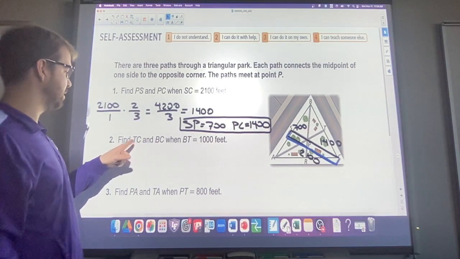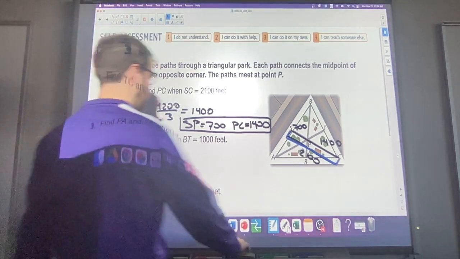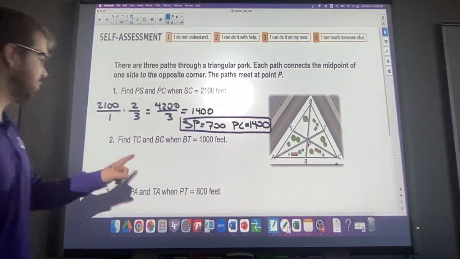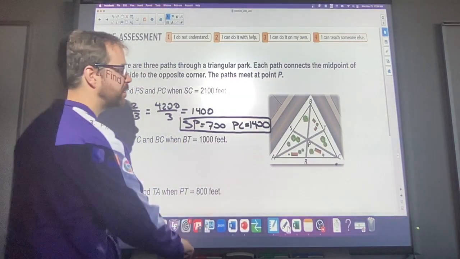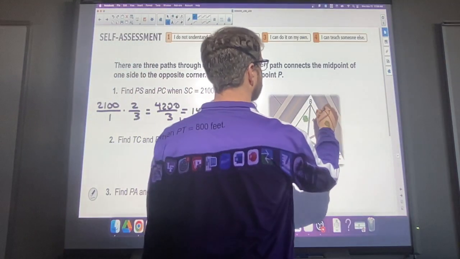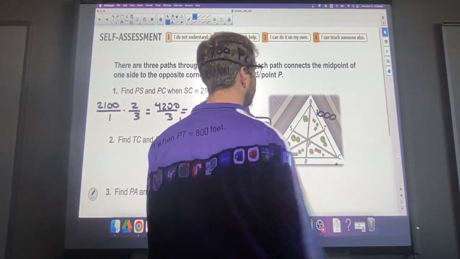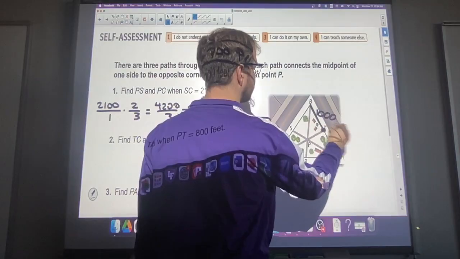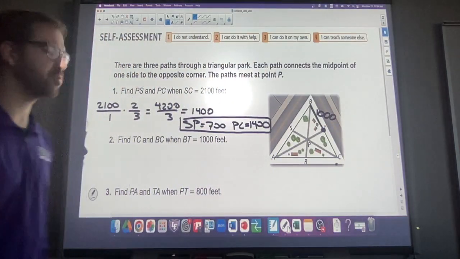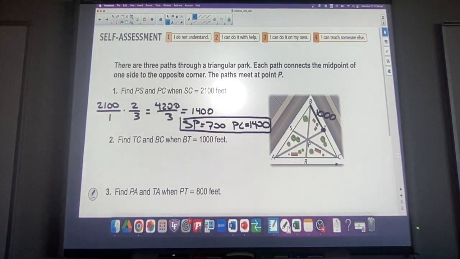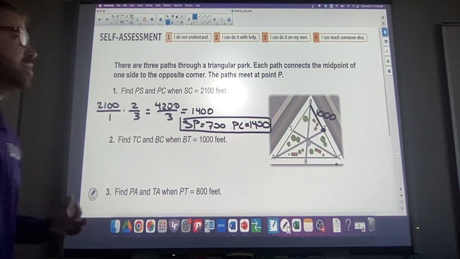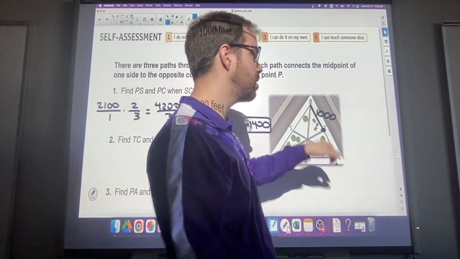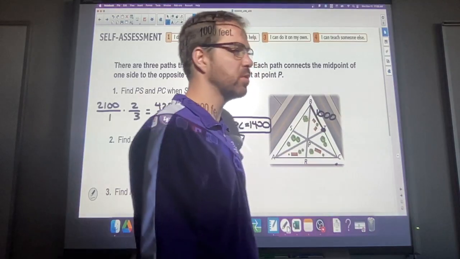Find TC and BC when BT equals 1,000. So BT equals 1,000. All right, they're trying to trick us. Okay, this is not a median. This is the side of the triangle, or part of the side of the triangle, is 1,000. But when we made a median, right, this is the midpoint. That divides these into equal segments.